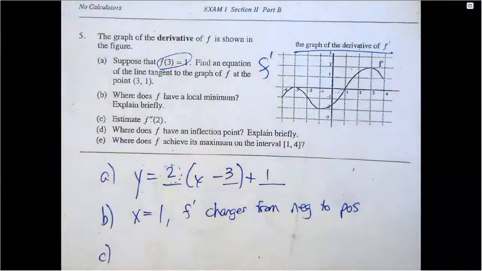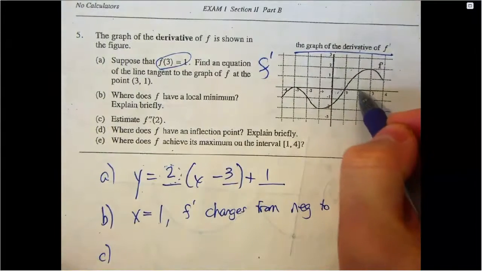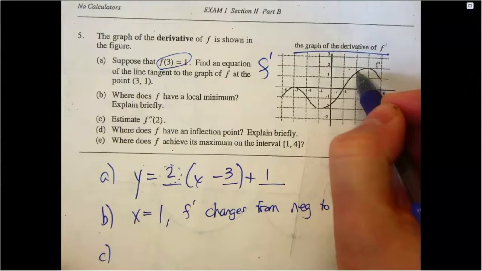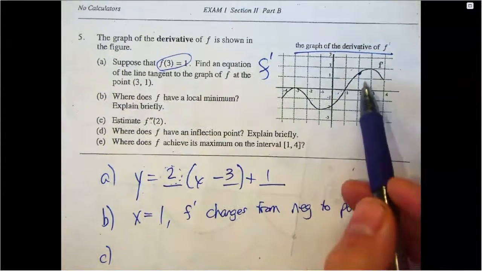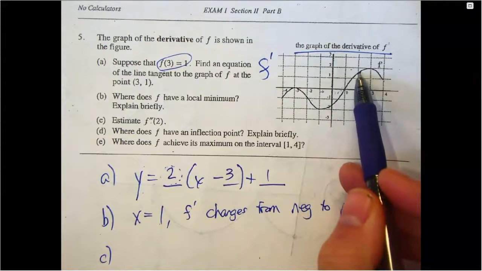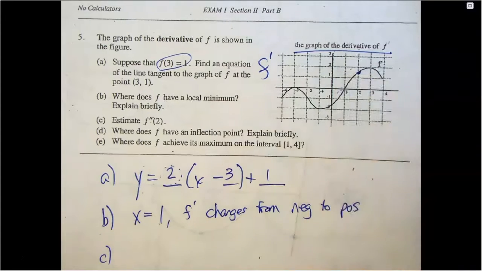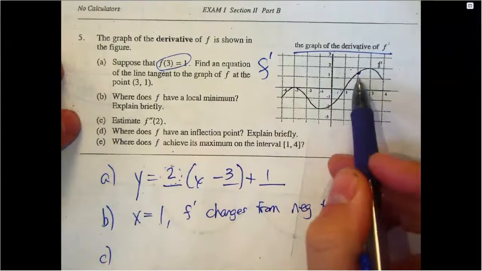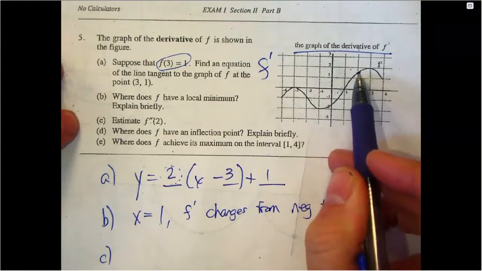Estimate f double prime of 2. So 2 is right here. If I asked you to estimate f prime of 2, you would read off the y value because we're looking at the f prime graph. But I want to go a level below. So how do I take the derivative of a graph? Look at the slope of it. So your job is to estimate the slope of this at x equals 2.